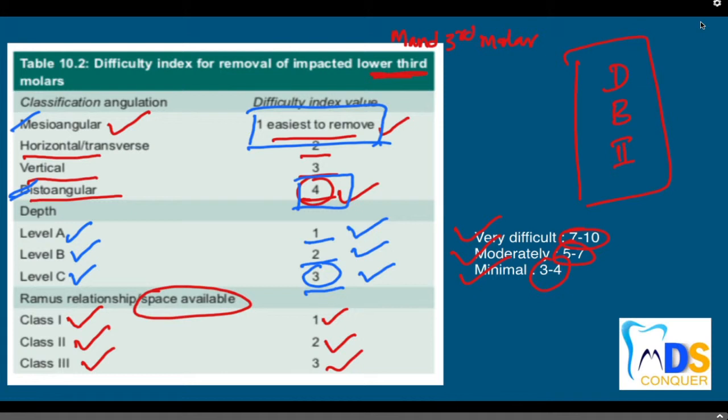So distoangular is score 4, because you can see distoangular, the score is 4. Level B, the score is 2. Class 2, the score is 2. So it is 8. 8 means it is very difficult to extract.